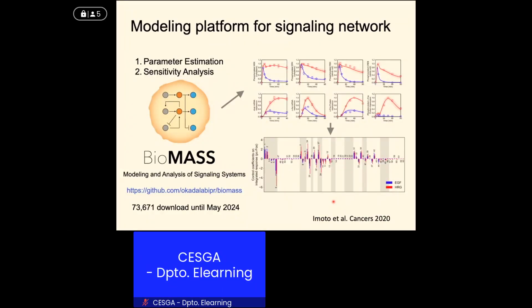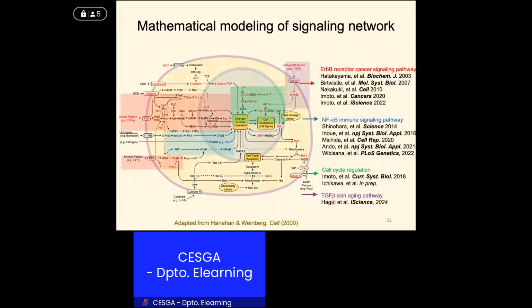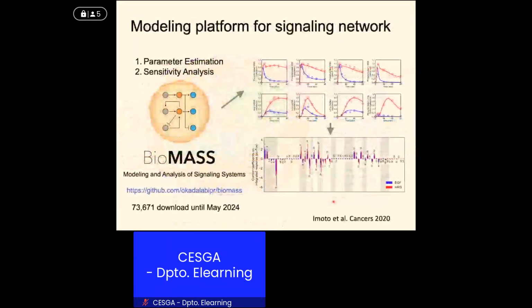But we found a problem: even in our group, each person uses different simulation tools and different descriptions to make a model. So our student, Hiroaki Imoto, who is in Dublin as a postdoc, proposed to make a modeling simulation tool. It's called BioMASS, to make it easy for experimental biologists to make a model by themselves.